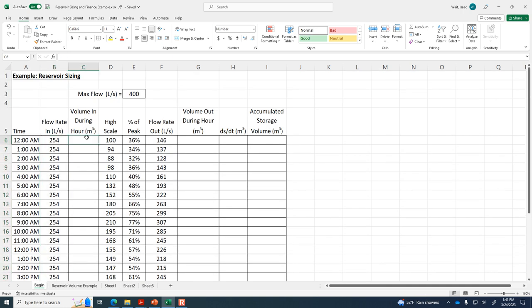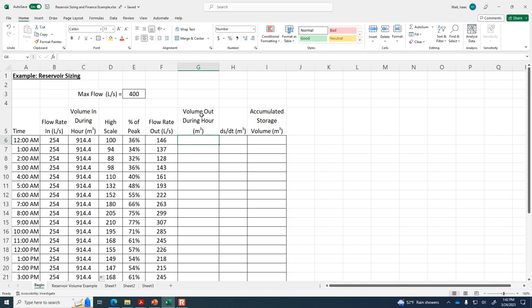So the volume in: volume equals flow rate times time. So 254 liters per second. How many seconds are there in an hour? 3,600. Okay, so that means that there's this many liters in an hour, but I want cubic meters. So how? Divide by 1,000, because there's 1,000 liters in a cubic meter. Now I know for every hour of the day how much volume came in. So every hour there's 914, in my case, cubic meters of water coming into the reservoir.